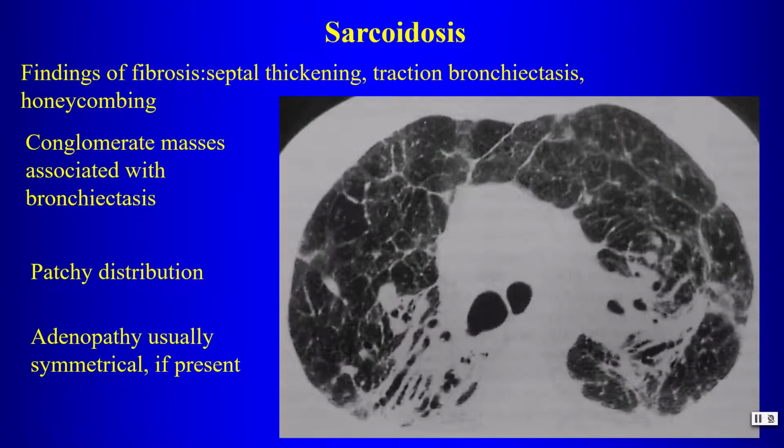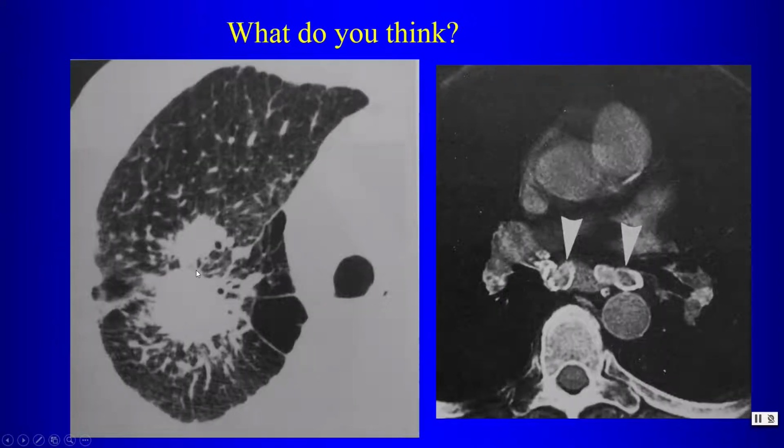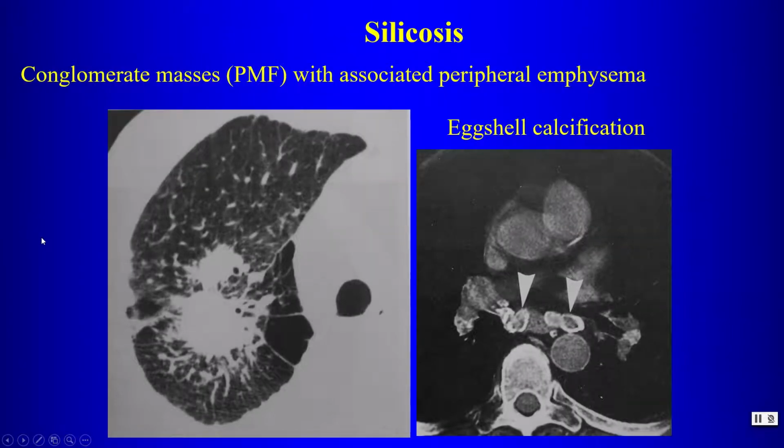Other cases of sarcoid might give you fibrosis, especially in an upper lung distribution, architectural distortion, traction bronchiectasis, and you might also get progressive massive fibrosis with sarcoid also. So here's a case of progressive massive fibrosis here with eggshell calcifications. So here we want to think silicosis. Eggshell calcifications are very closely associated with silicosis.